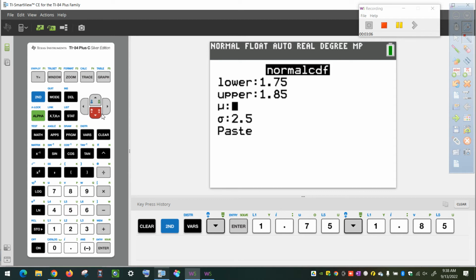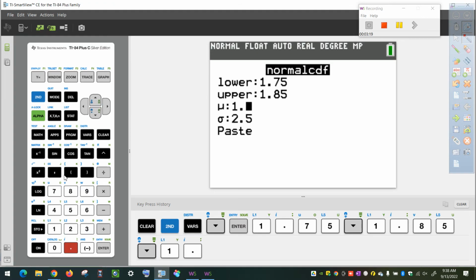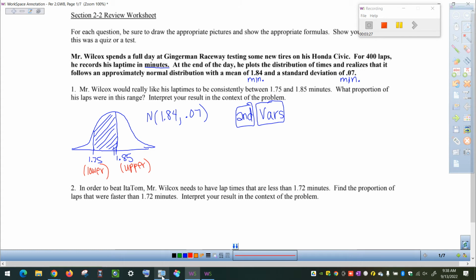Okay, look at the symbols here. We know these symbols. What is the next symbol? What does that represent? It's the mean. And so we're going to go ahead and fill in our mean was 1.84. And what is the next symbol? Standard deviation. And we know here that our standard deviation is 0.07.